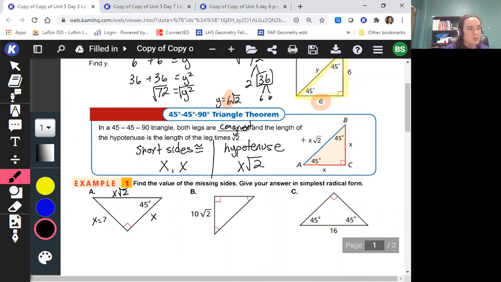So on this one, we know that x equals 7. So this other side is also 7. That means that our hypotenuse, which is x square root of 2, is 7 square root of 2. So that's this side up here is 7 square root of 2.